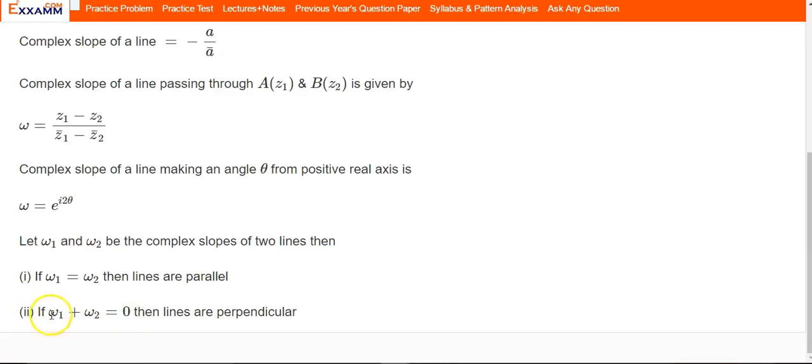So please keep this in mind. This is an important topic, and in the exam you may get a straightforward question using this particular condition.